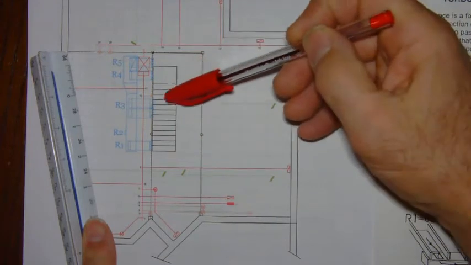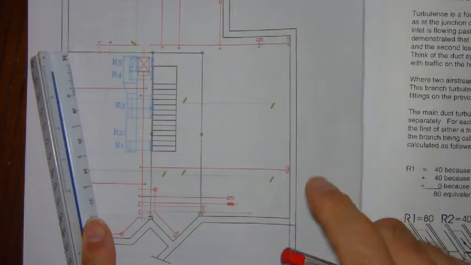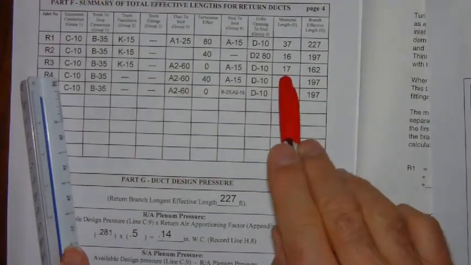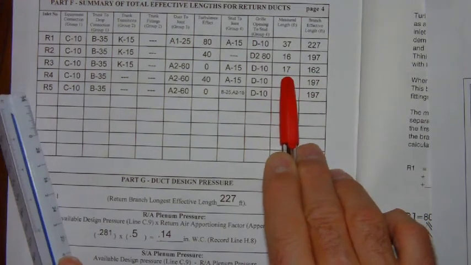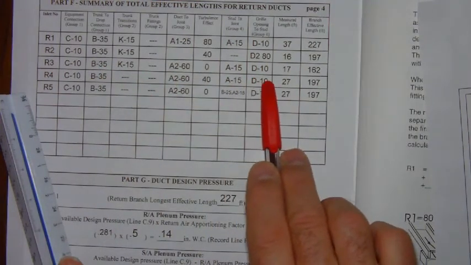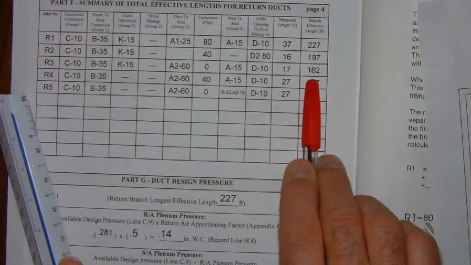Once you've determined all of the individual distances and we come up with 16.5 feet, at that point you would simply round up to 17 feet. Then if we add all of these equivalent lengths plus the actual length, we should come up with an effective branch length of 162 feet.